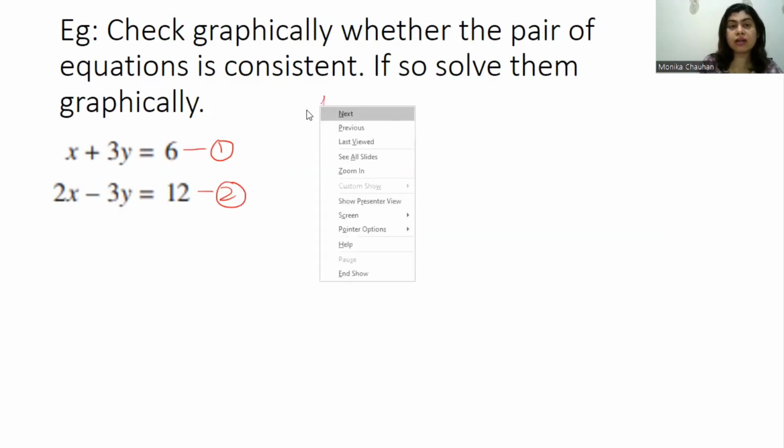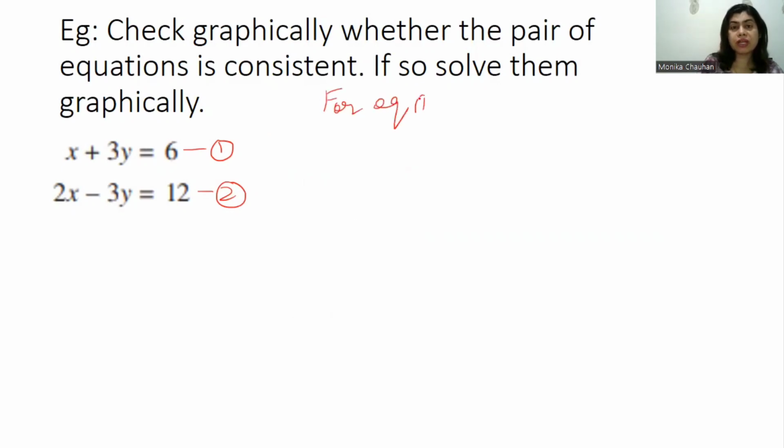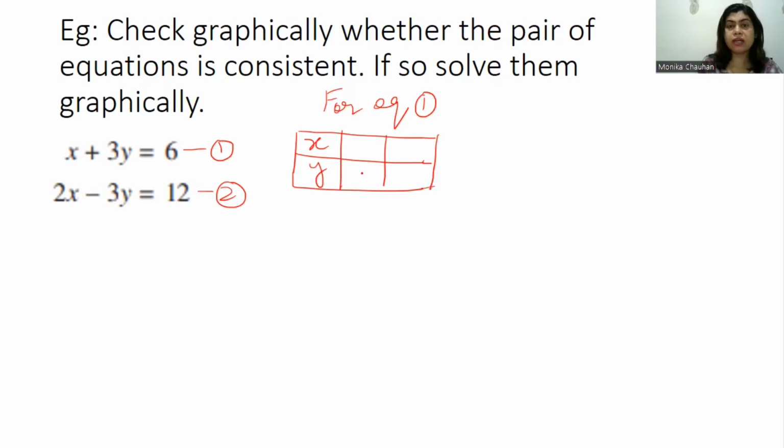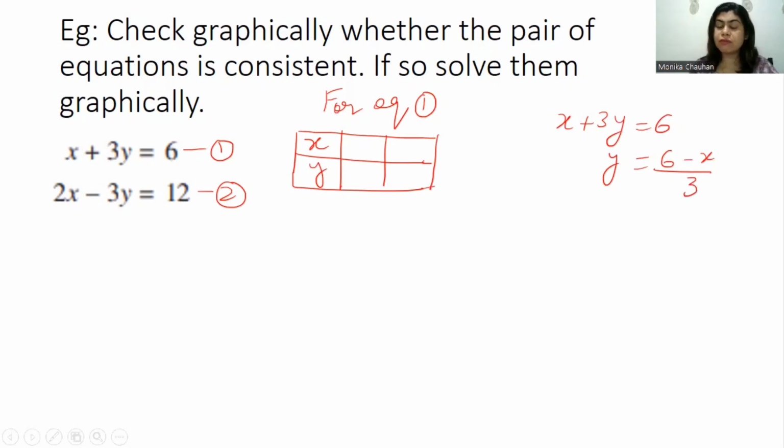For equation 1, you need a minimum of 2 points for x as well as y so that you can plot it on the graph paper. Minimum 2, you can have 3 to get more clarity. Now I put x and y. Now I need to solve it further: x plus 3y is equal to 6. If I need the value for y, that means y equals (6 minus x) upon 3.